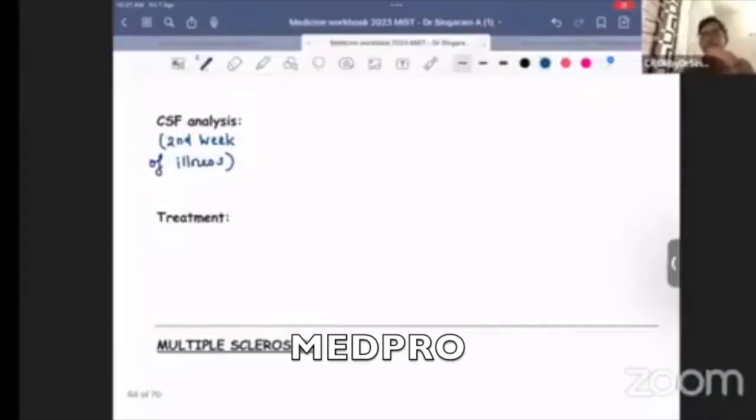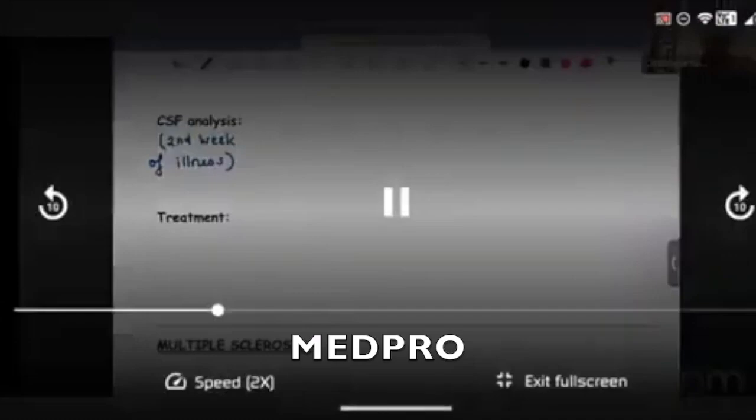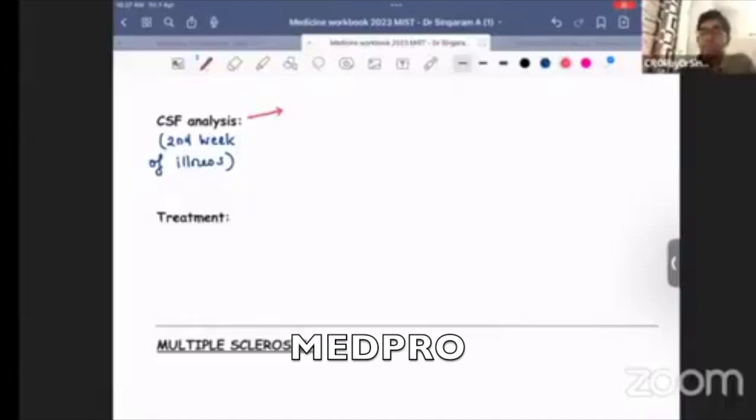Okay, if you do the CSF analysis, you can get some characteristic findings. Any of you know some findings? Okay, see, it is an inflammatory condition, right? Acute inflammatory polyneuropathy, inflammation. Due to inflammation, the protein levels in the CSF will be increased. It is basically due to inflammation. Very simple.